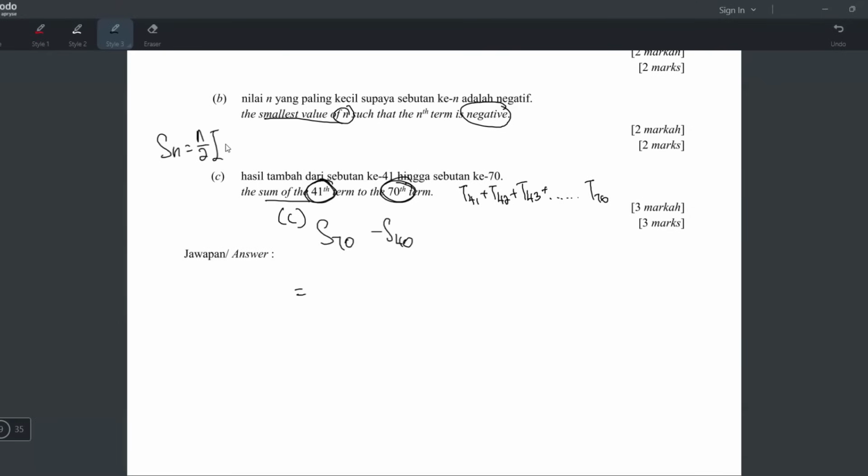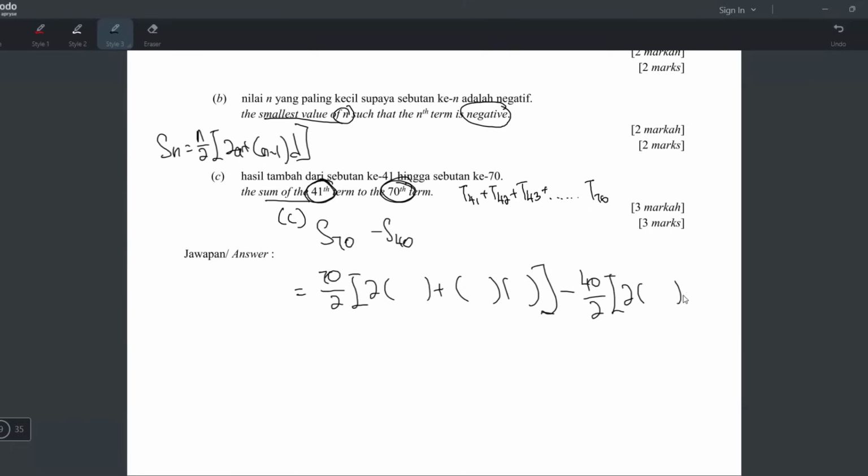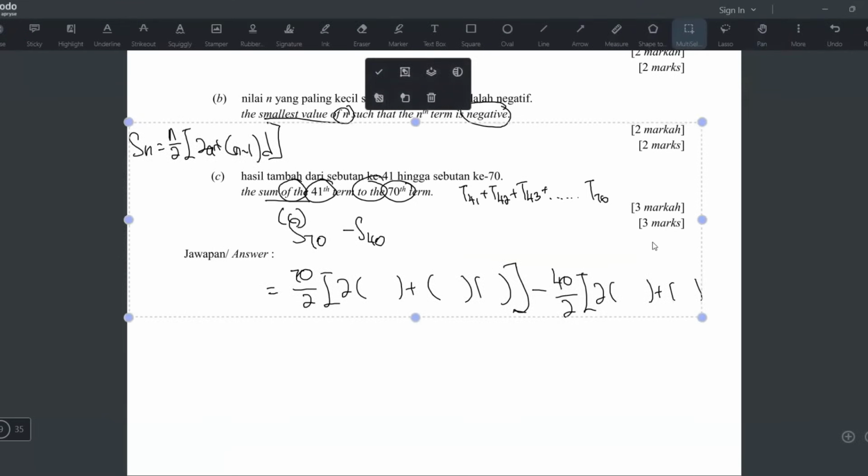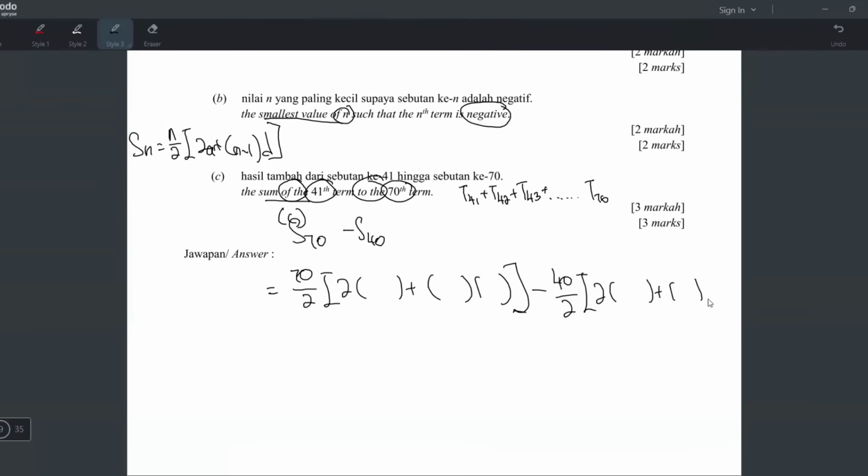The formula is n over 2, bracket 2a plus n minus 1 d. You all should know this formula. So now we just substitute. So 70 over 2 big bracket 2a plus n minus 1 d. And then here we subtract the same thing, 40 over 2 big bracket 2a plus n minus 1 d also. The d I will write here later.